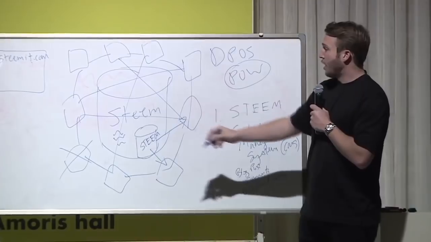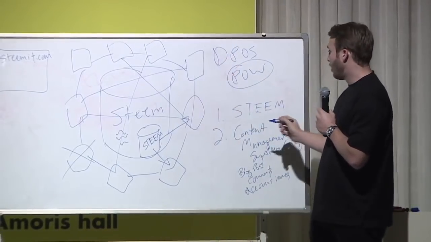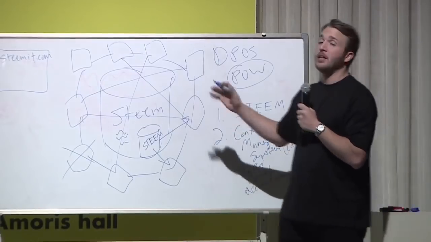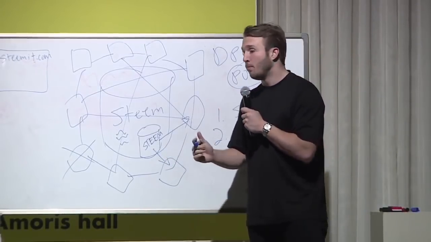So you can see there's an innovative consensus mechanism. There's a currency in here. That's pretty typical. But then there's also a content management system. That's new to blockchain. That had never happened before Steem.